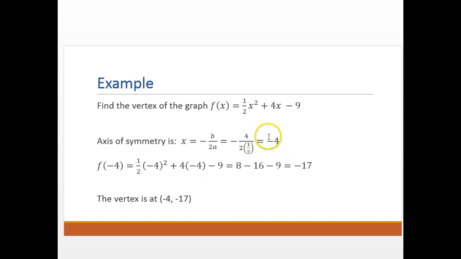So the axis of symmetry was the x value of my vertex. And when I plug back in, I got the y value of my vertex. So the vertex itself is negative 4, comma, negative 17.